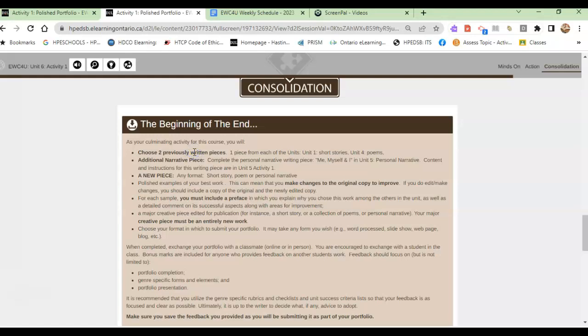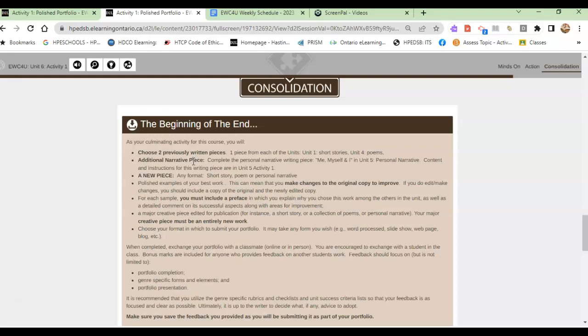What goes in your portfolio is two previously written pieces. We've done short stories and we've done poetry, so you're going to choose one from each of those units. You're going to choose at least one short story and at least one poem. This is the minimum. If you'd like to include more than that, please feel free.